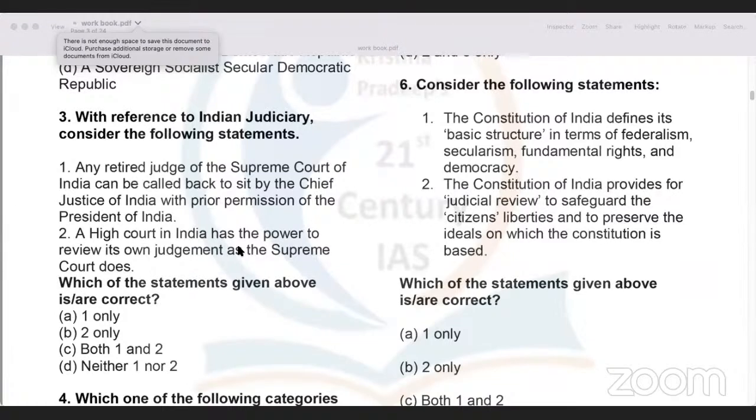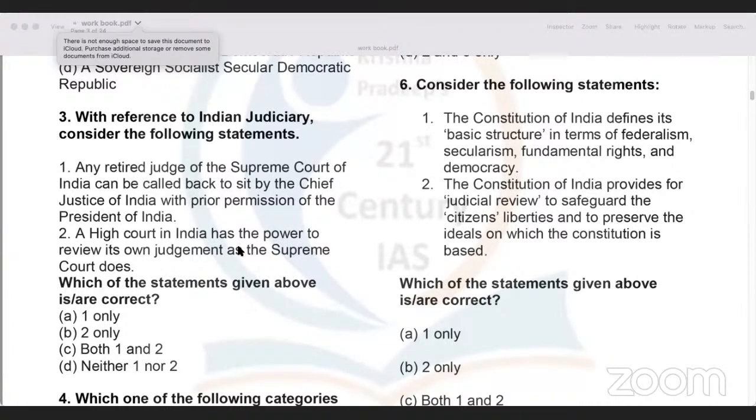Statement number 2 relates to the Court of Record. The court records its judgments, which implies that the court can review its own judgment also. But lower courts cannot review the judgments of superior courts. A judgment given by the Supreme Court cannot be reviewed by the High Court, and a judgment given by the High Court cannot be reviewed by the District Court. Lower courts have no power to review judgments given by higher courts.